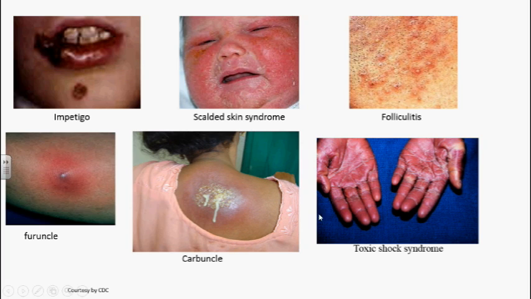Carbuncle. And this is toxic shock syndrome. You can see reddened rashes on the palms here, and peeling of the skin, and it can lead to a shock condition.